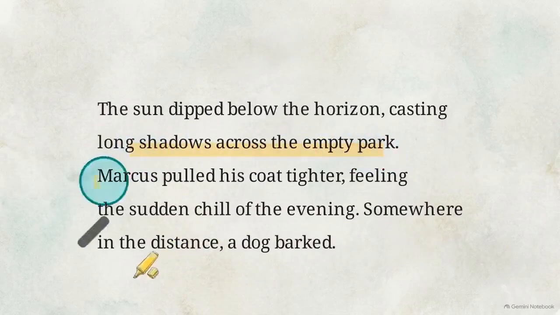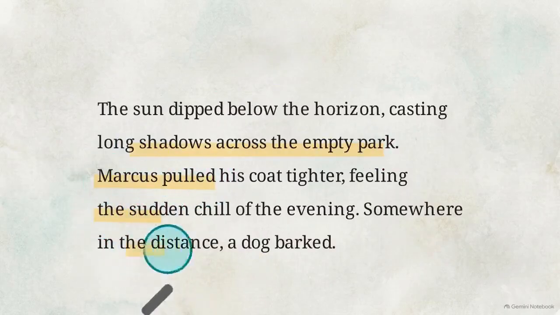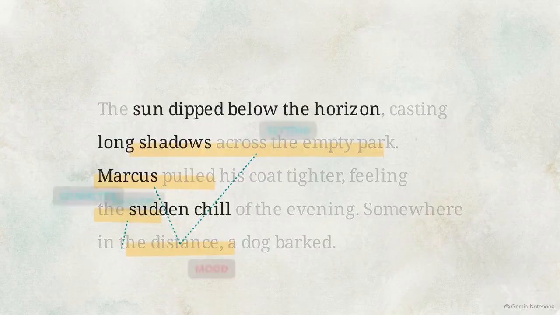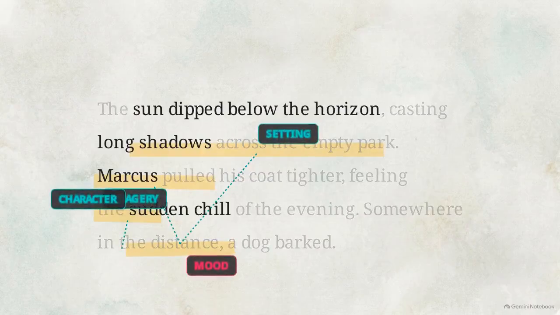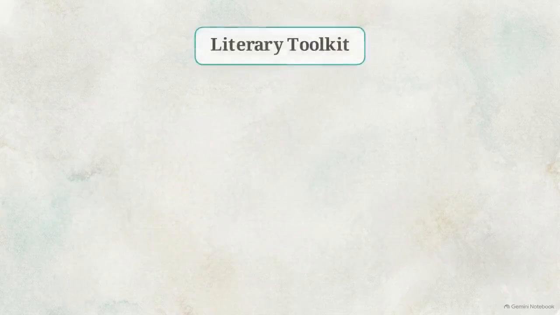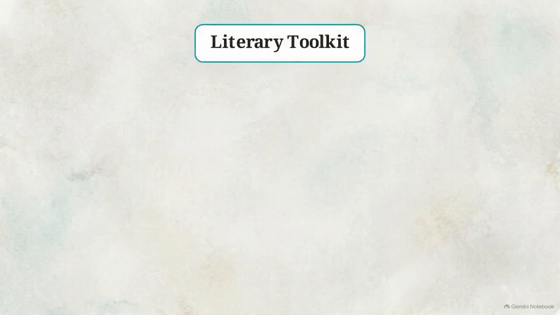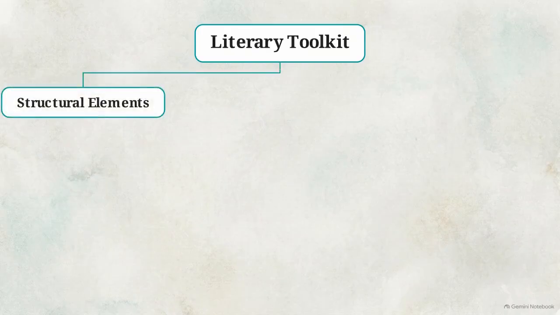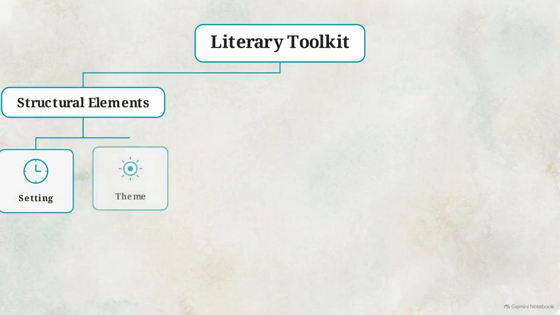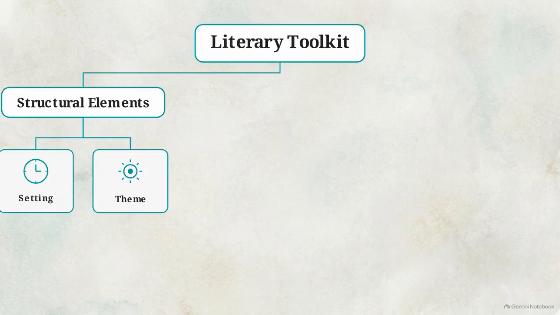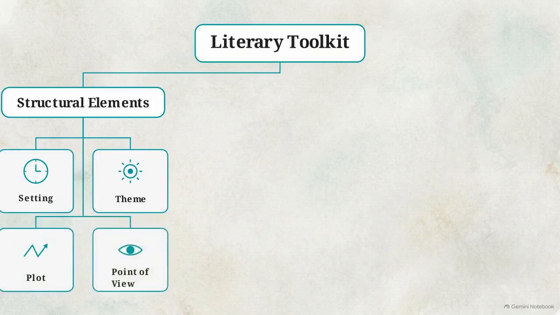Instead of passively absorbing a sequence of events, we are scrutinizing the text to synthesize the layers of meaning behind the literal words. Let's look at the foundational tools in this matrix. First are the structural elements: setting, which provides the time, place, and background; theme, the central idea of the text; plot, the specific sequence of events; and point of view, the angle from which the story is told.